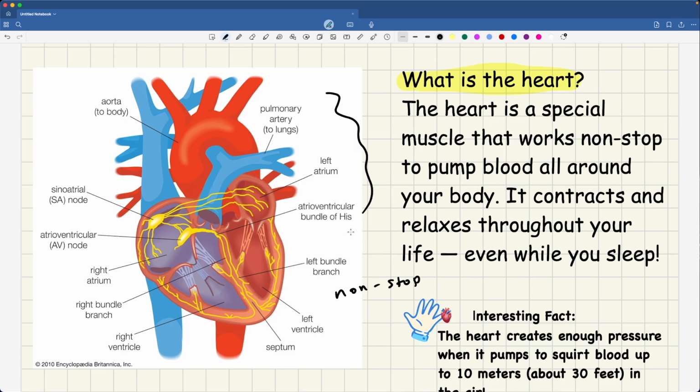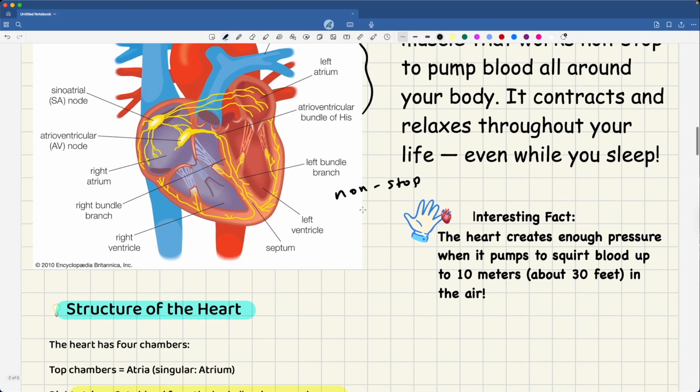Let's look at some of the important structures. We have aorta, we have SA node, we have atrioventricular node, we have right atrium, right ventricles, left ventricles, and left atrium. We'll learn about this in detail.